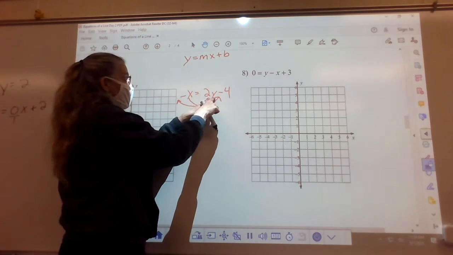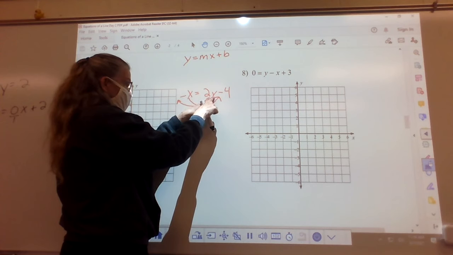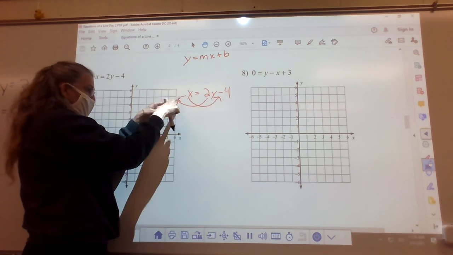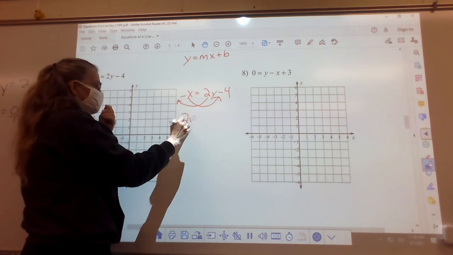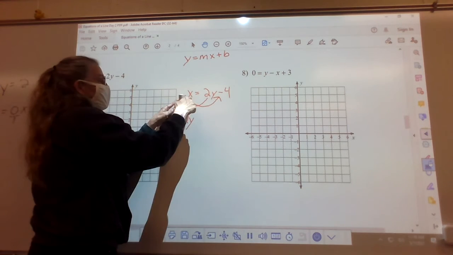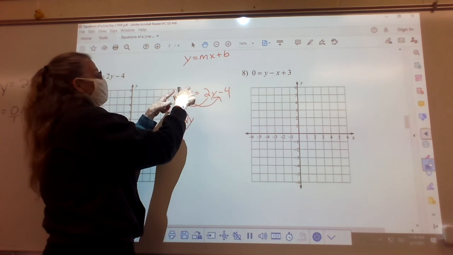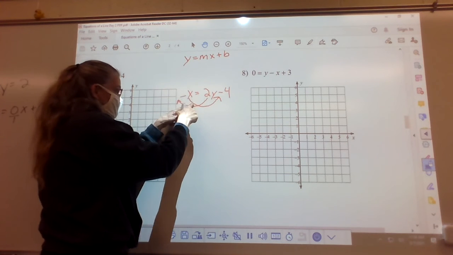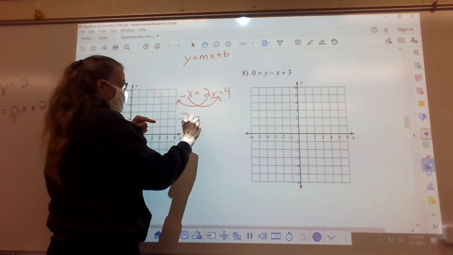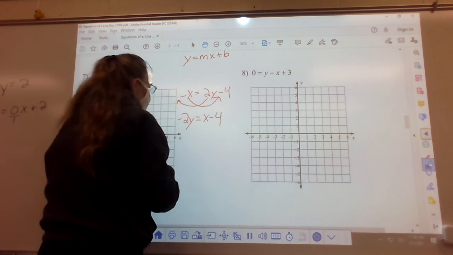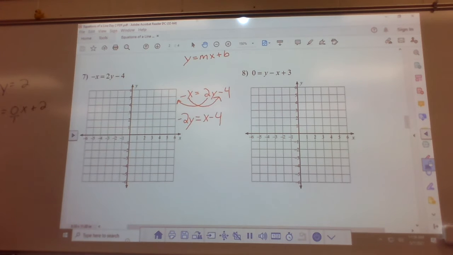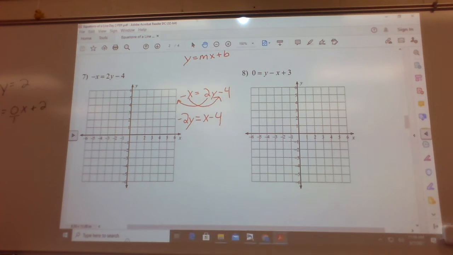So the 2y, to move it, I'm going to subtract 2y. So I subtract 2y. It's now a negative 2y on this side. Negative x, to get rid of a negative x, I'm going to add x. So on this side, it's now a positive x, minus 4. The minus 4 I just brought down. I just want to make sure everything's in the correct spots. That's the first step: just get everything in the correct spots.